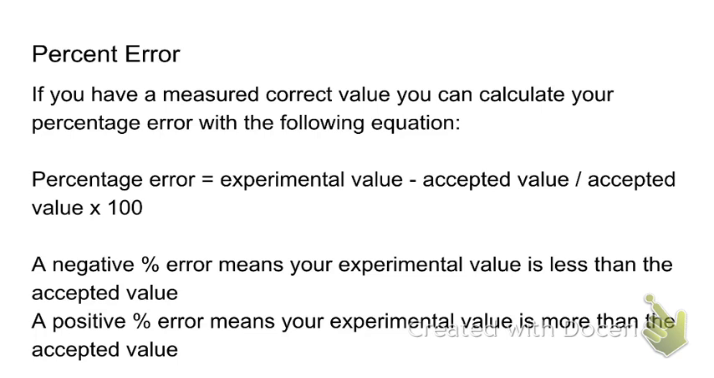You're going to find percent error by taking your experimental value, so whatever you measured, minus your accepted value, so what the correct answer would have been. Whatever number you get for that, you're going to divide by your accepted value, and then multiply your number by 100 to get a percentage. So here is an example of what that would look like.